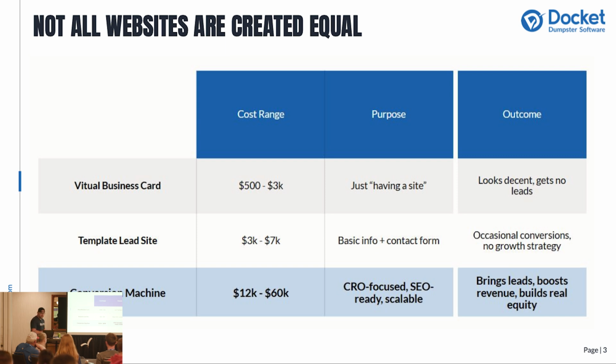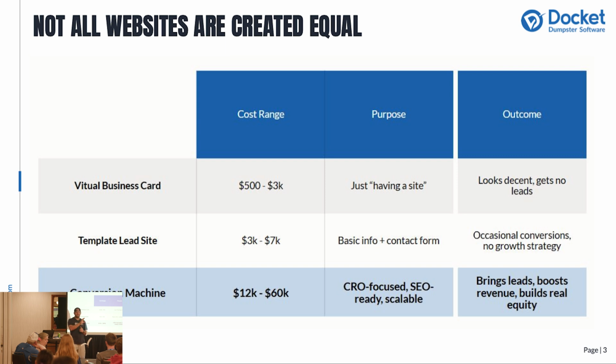The third is a conversion machine. These sites come in around $12,000 and upwards of $60,000. These are a lot of times more custom, and they're what's known as CRO focused, which is conversion rate optimized. Before they look at design, what they look at is: what is the conversion path? What are people looking to do when they land on this site? Why is someone here? What do they want to get done?